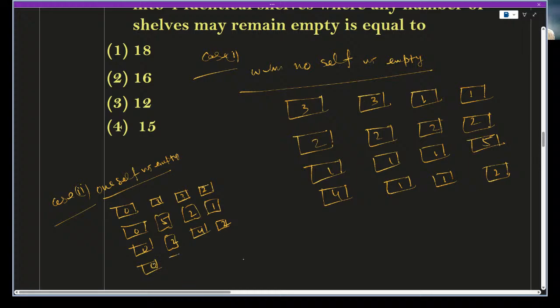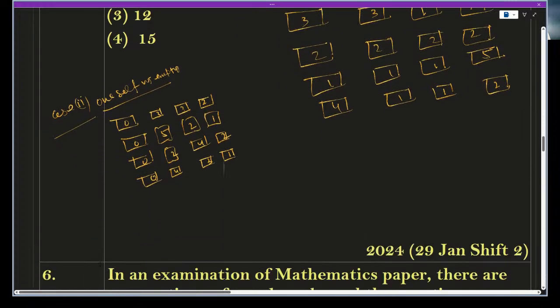Then 0 4 3 1. How many cases have I got? 4 cases. Check once. Is there any other possibility? 3 3 1 1, 2 2 2 2, triple 1 5 I have written. Then 4 1 1 2 I have written. 5 triple 1 is the same thing. So case 3, you go for case 3.